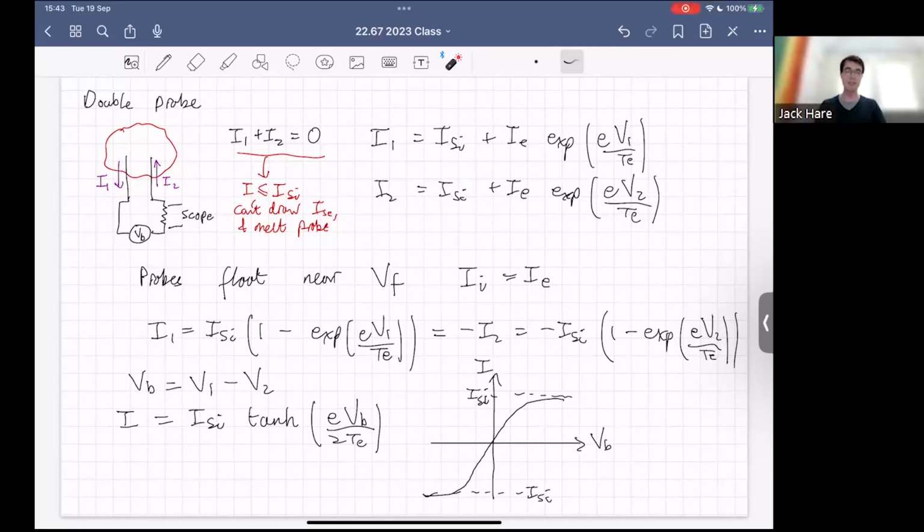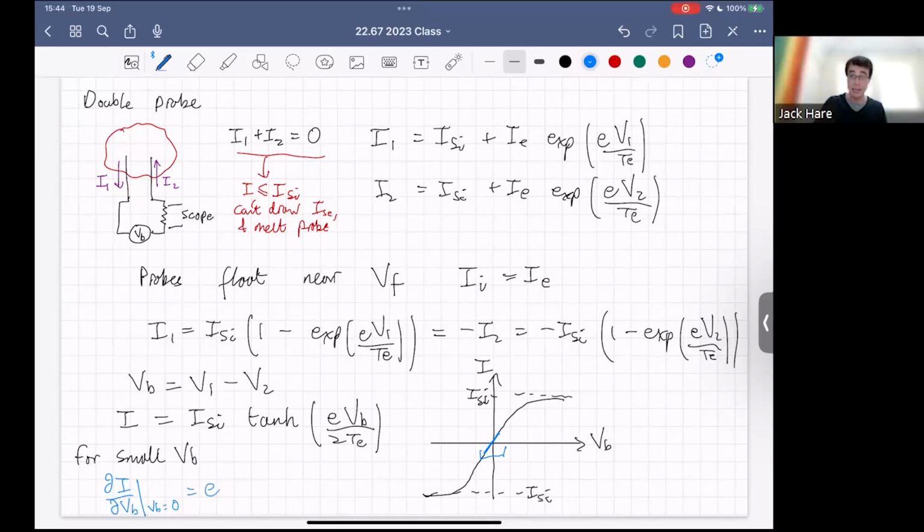So I'm going to try and write this on this page because I think it'll be more useful. If we have small bias voltages, so we're operating just in this little regime here, we find, similarly to the probe that we had before, that dI/dV bias around V bias equals 0 is e times ISI over 2TE.